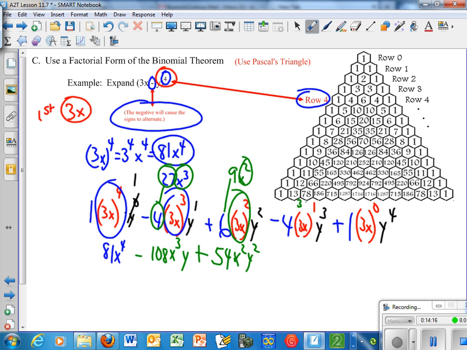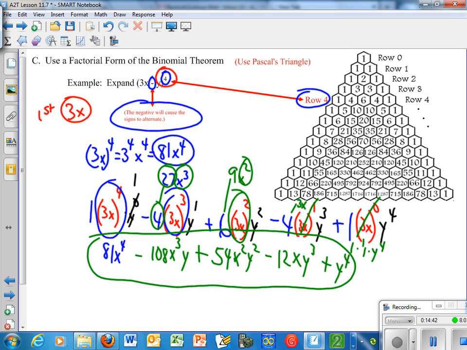Here, 3x to the first is just 3x. I take 3 to the first, x to the first. But now I have to take the 3 times the 4, which is going to be 12. And then I have x to the first, y to the third. 3x to the 0 is just 1. So I have 1 times y to the fourth, which is y to the fourth. There's my final answer for the expansion of that binomial using Pascal's triangle.